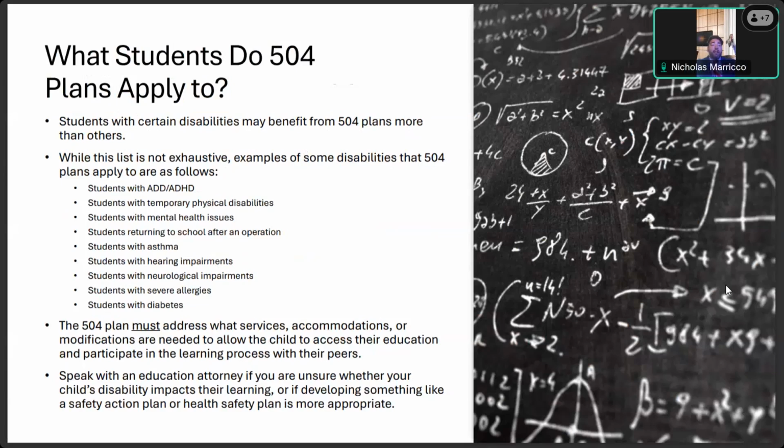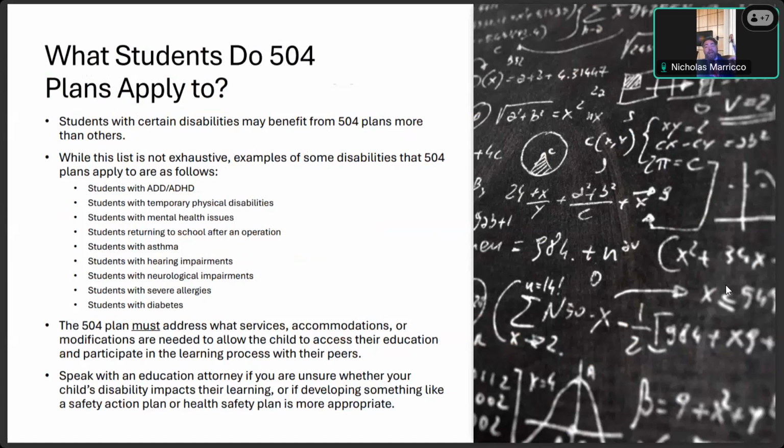Students with severe allergies, like the example we just gave before. Students with diabetes, ensuring they have access to their insulin, making sure that the teacher is trained on how to administer the insulin. These are all things that we can get done in 504 plans and types of accommodations, modifications, and services that parents are entitled to and are entitled to receive for their child.